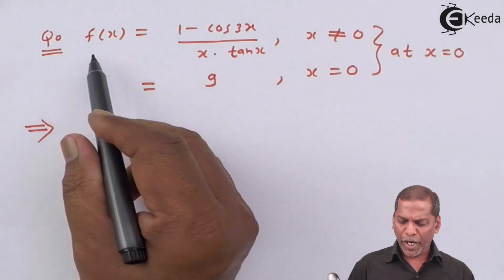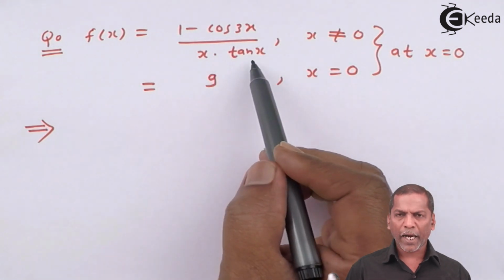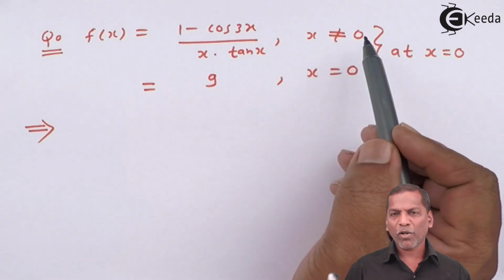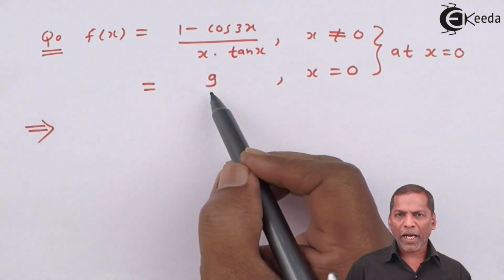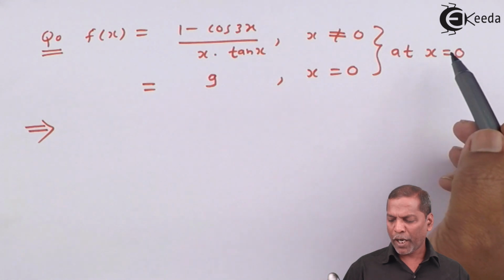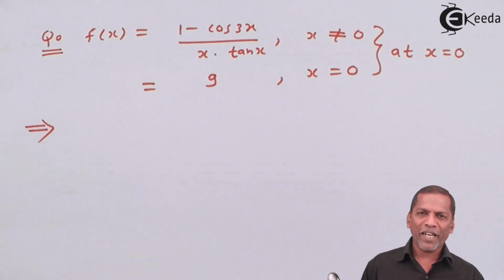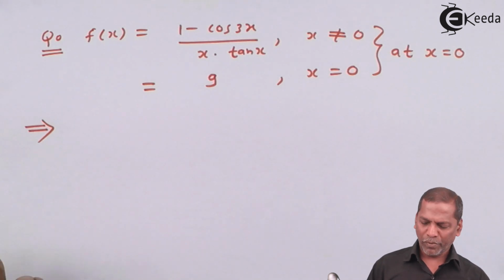The question is f of x is equal to (1 minus cos 3x) whole thing divided by x into tan x, for x not equal to 0, and is equal to 9, for x equal to 0, at the indicated point x equal to 0. So in this question, first of all we check whether the given function is continuous or not. And secondly, if it is discontinuous, then whether the discontinuity is removable or not. Now let's see the solution.